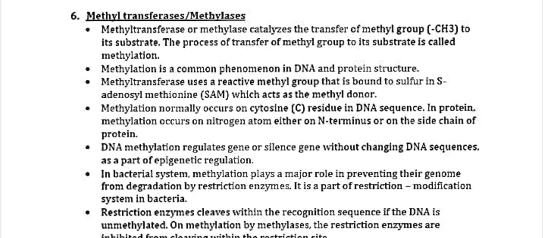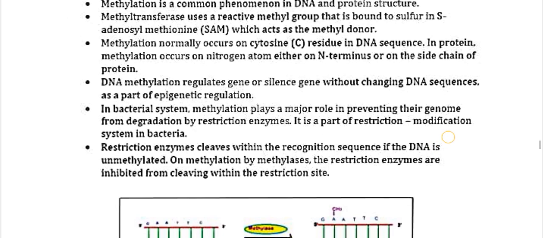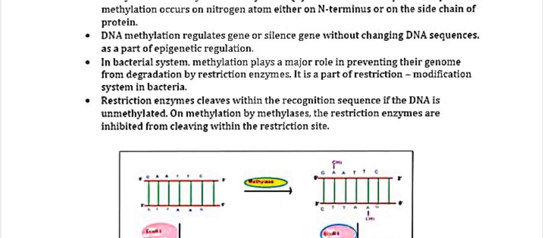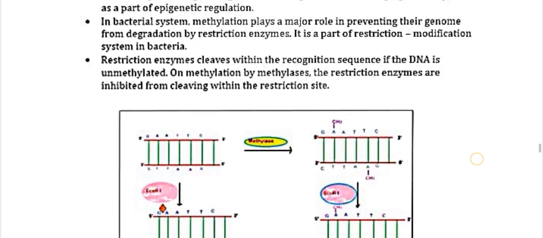So in bacterial systems, methylation plays a major role in preventing their genome from degradation by restriction enzymes. It is a part of the restriction modification system in bacteria. Restriction enzymes cleave within the recognition sequence if the DNA is unmethylated. On methylation by methylase, the restriction enzymes are prevented from cleaving within the restriction site.